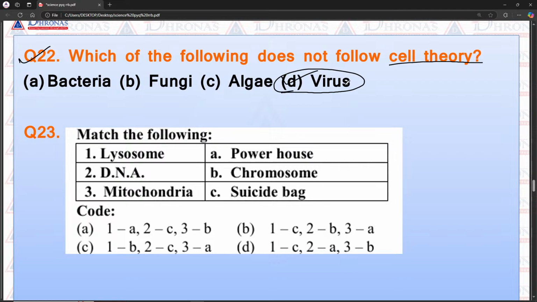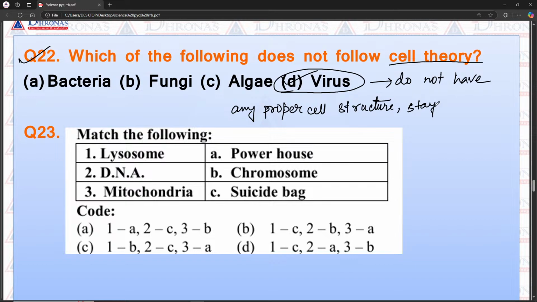Virus do not follow cell theory because virus do not have any proper cell structure, and virus actually stay at the borderline of living and non-living.